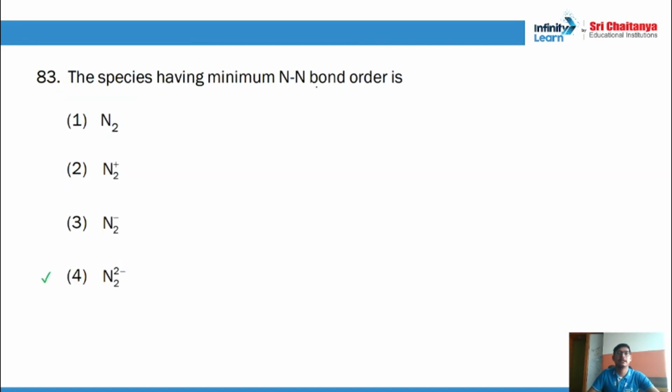The species having minimum N-N bond order: you can find it again. Bond order in N2 is 3. If you remove one electron, it will be 2.5, and if you add one electron, it will also be 2.5. If you remove two electrons, it will be 2. So it is having the minimum bond order.